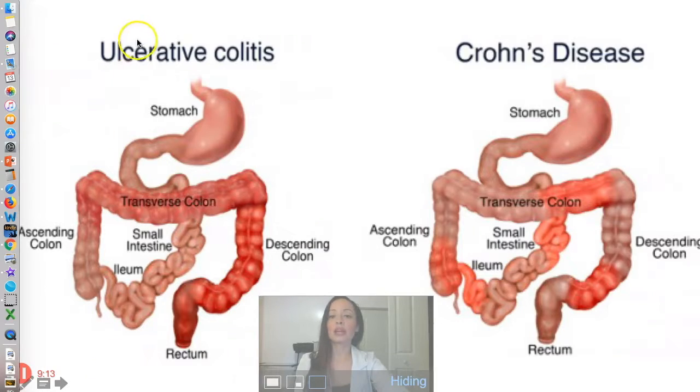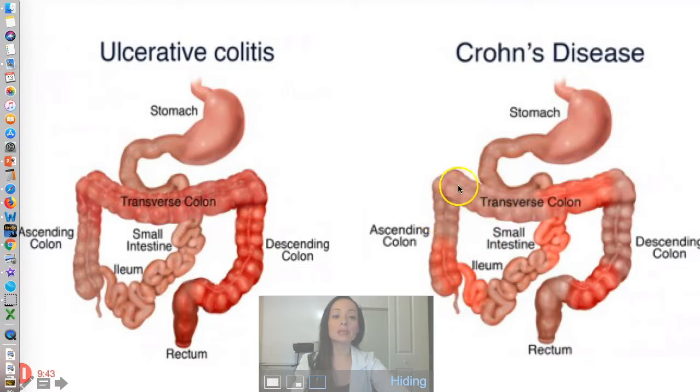Here again, we have ulcerative colitis versus Crohn's. Notice again here, here's our stomach, we have small intestine, and this is our colon. Ascending, transverse, descending. The red area is the inflamed portion. Notice again in UC that only the colon is involved and it's continuous. In Crohn's, look, we have inflammation in the ascending, in the ileum, which is part of the small intestine, right? The small intestine is unaffected in UC.